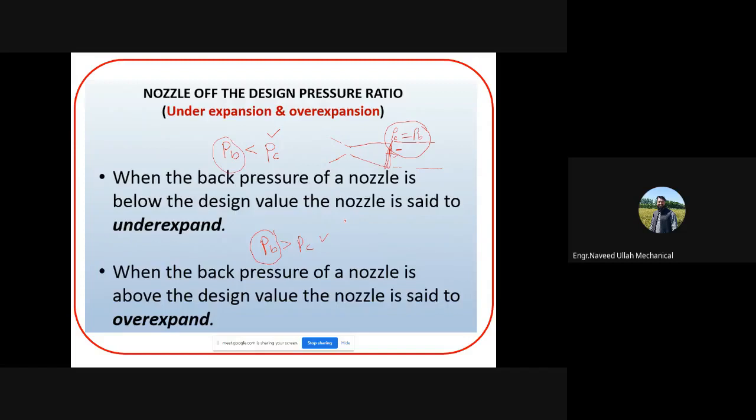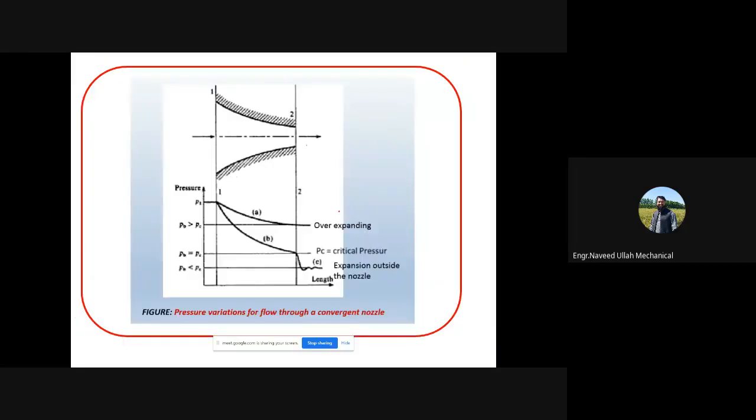We can look at the next slide, and we will explain this more. Here we have pressure variations for flow through a convergent nozzle. This is almost the same case we discussed previously, but over here we have the fluid properties like pressure P1, temperature T1, velocity V1, etc., and over here we have P2, C2 and T2 at the exit. So they have plotted the pressure variations in the convergent nozzle against the length of the nozzle.